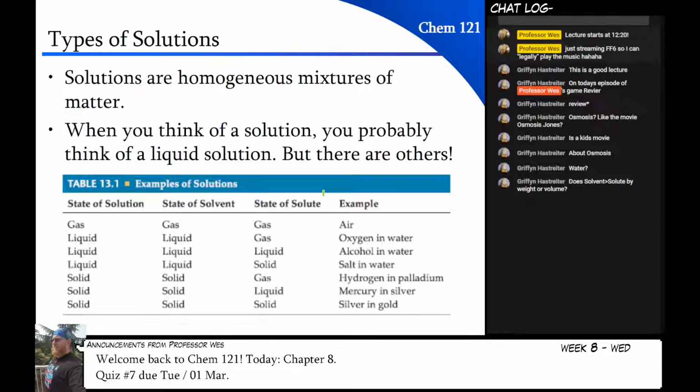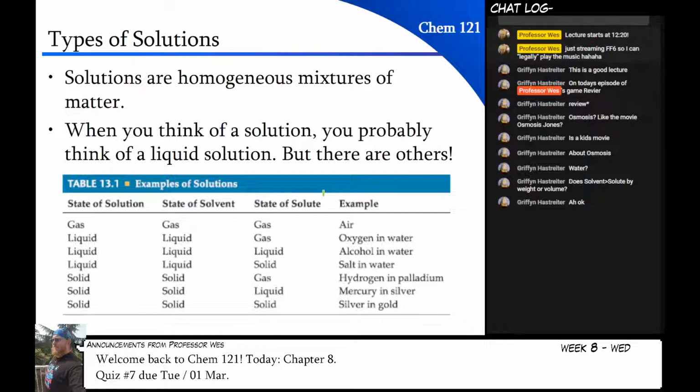Does solvent greater than solute by weight or volume? It's mass. So we're going to strictly use mass as our definition. However, volume is a useful property to use. But given that density is different for different substances, it's going to matter how we define it. And later on in the chapter, we're going to define solutions in different ways. For our purposes here, let's just stick to mass.